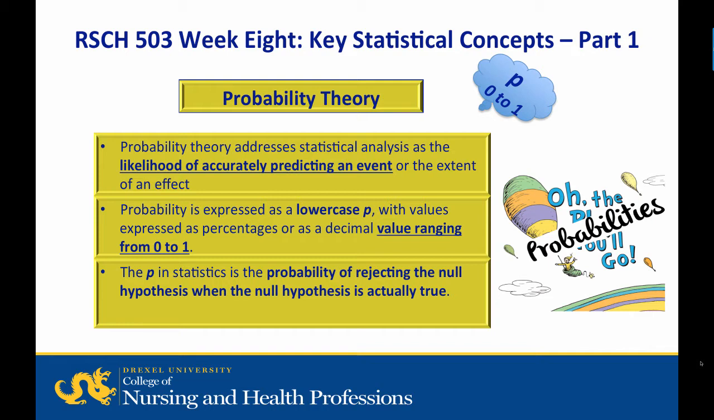Another way to define probability is this. P is the probability of rejecting the null hypothesis when the null hypothesis is actually true. Recall again that the null hypothesis is a mathematical statement to the effect that there is no difference between specified population parameters, or a statement to the effect that there is no relationship between the independent and dependent variables in the population under study.